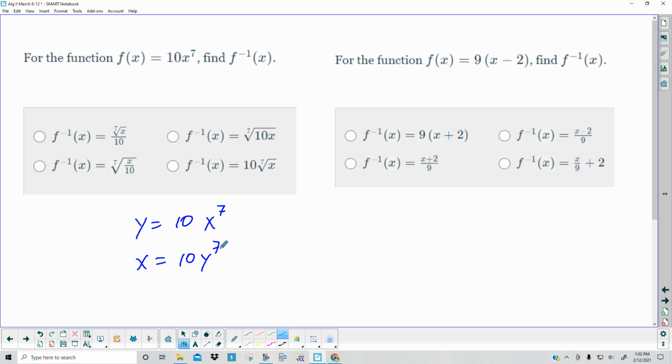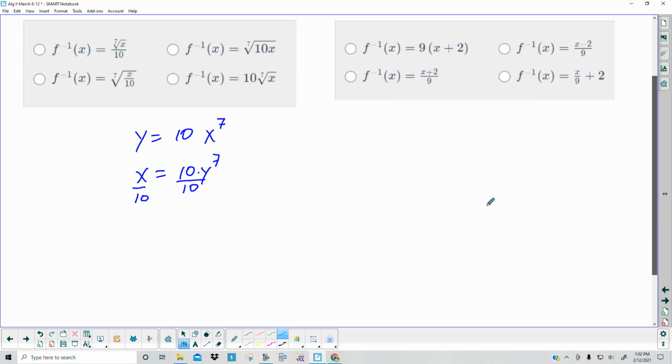And now solve for y. I know this power of 7 is going to be a little intimidating, but I got your back. I'm with you. That's held by multiplication. Before I can touch that exponent, I got to get rid of this multiplication. So I'm going to divide by 10. So I have x over 10 is equal to y to the 7th power.